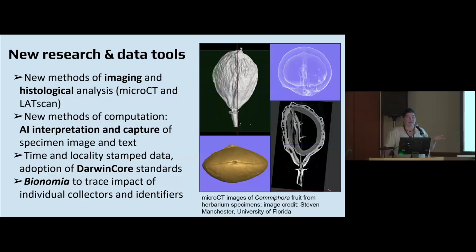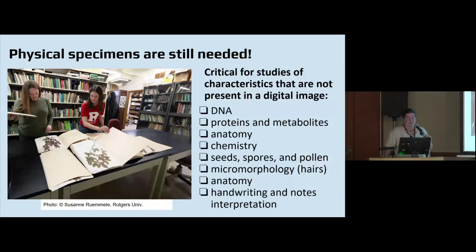An image is fine to discover, to look at, but it's not going to be enough to actually do a lot of the research we're going to do in the future. So physical specimens are still needed, and they are really critical. We have to remember this, and we have to tell them that. And I know people, botanists, that say, well, now everything is digitized, so let's just get rid of the herbarium. So let's make sure that people understand this.